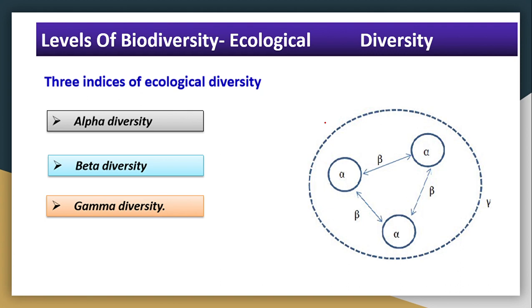In today's class, we are going to do examples of alpha diversity, beta diversity and gamma diversity. But before starting our examples, let's quickly revise what we studied in the previous class.